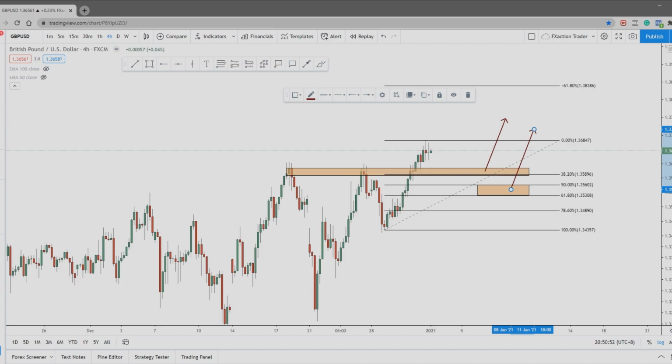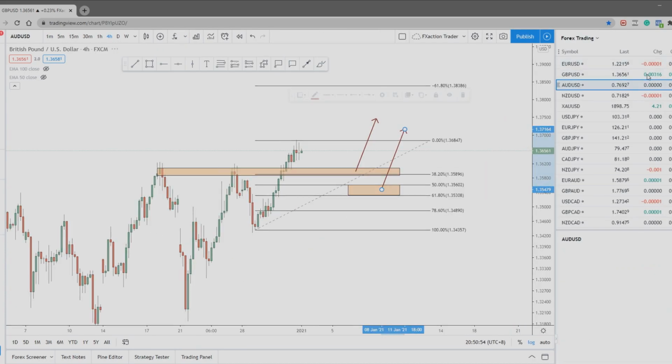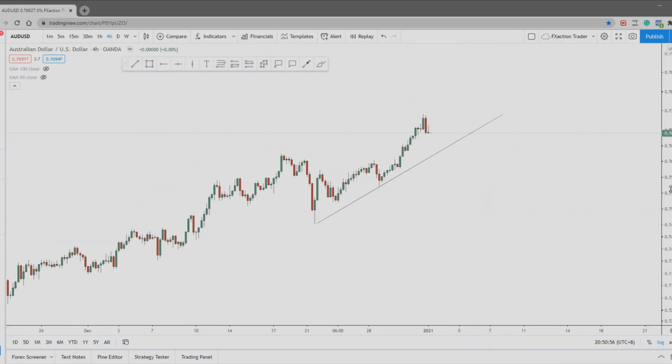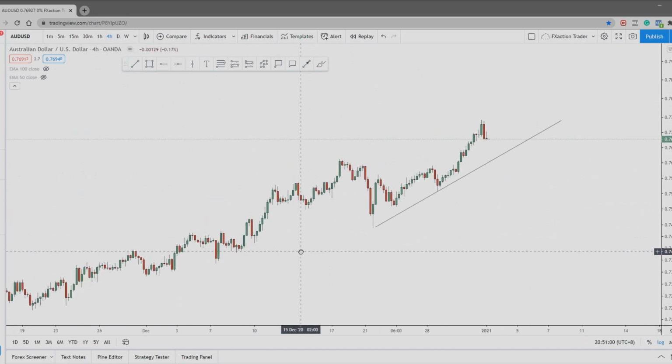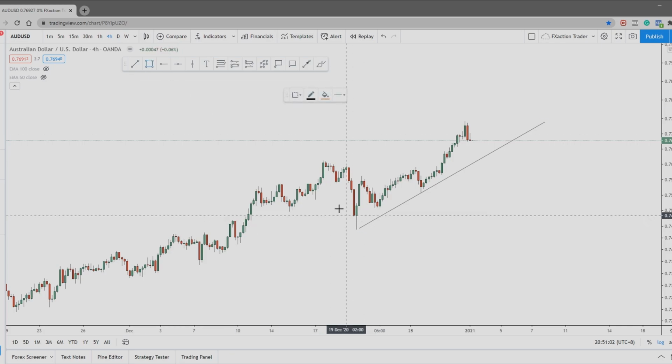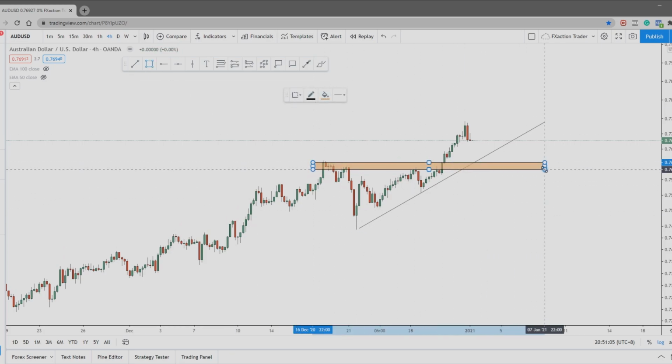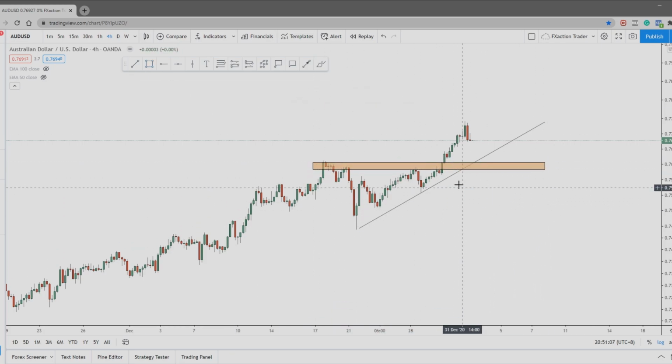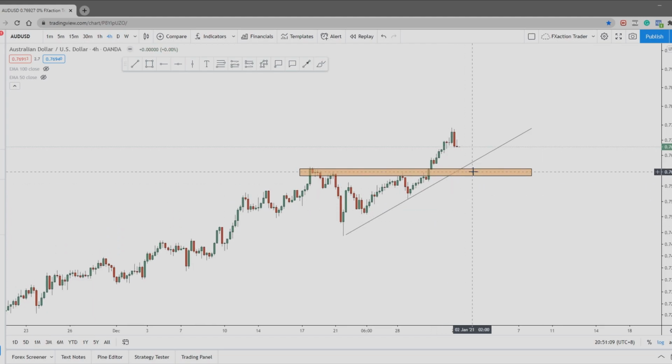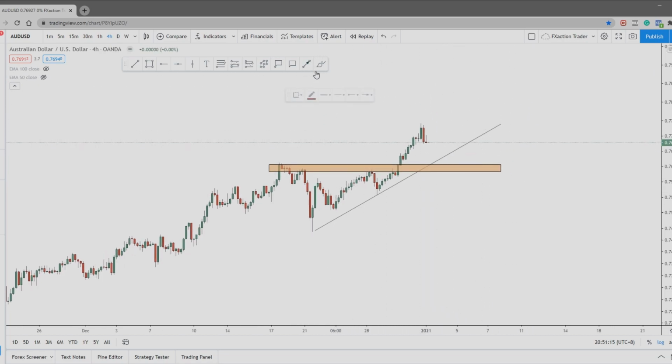Alright, let us go to the next chart, Aussie dollar. On H4 we are still seeing an uptrend, and if we join this previous neckline to the trend line, we can see that this confluence zone is a very good area for us to look for buying. So we can just wait for a buy signal at this area.